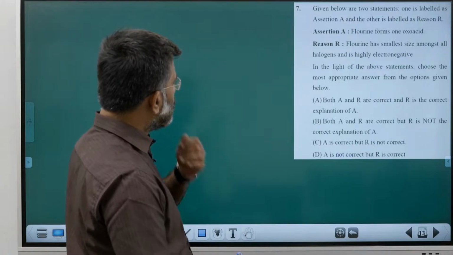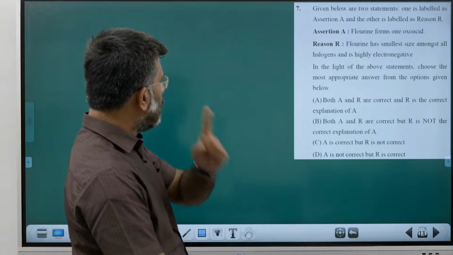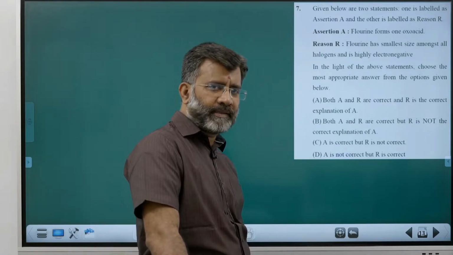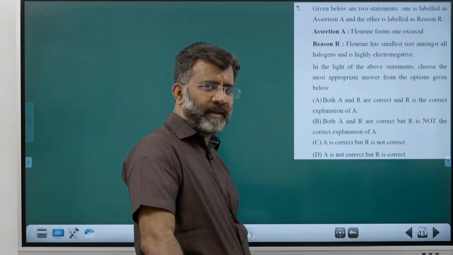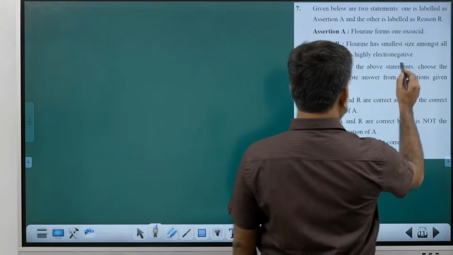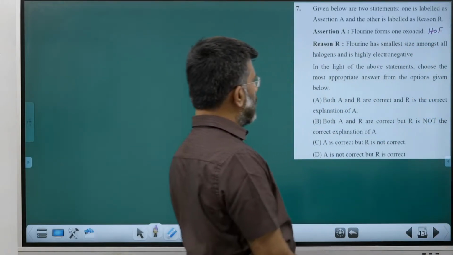Again, a statement-based question, assertion-reason type. Fluorine forms one oxo acid. Yes, refer NCERT. Only one oxo acid is given for fluorine. Which one is that? It is HOF, hypofluorous acid.